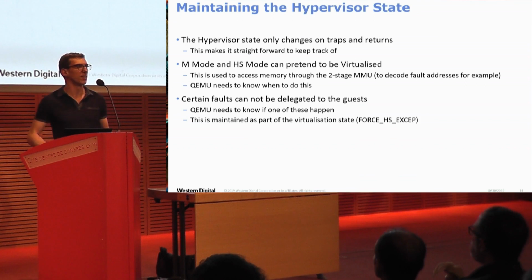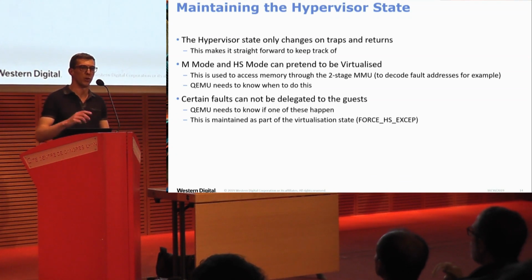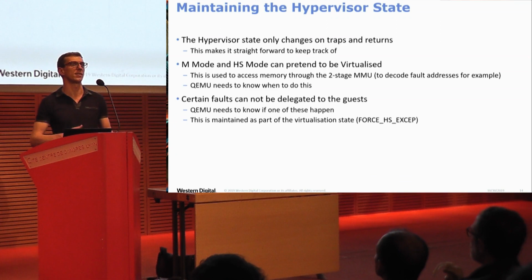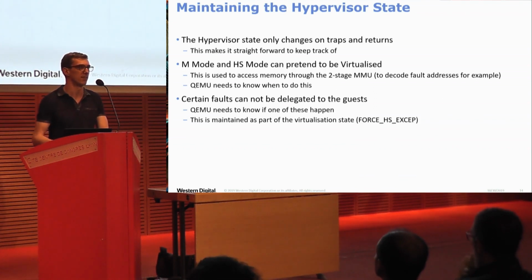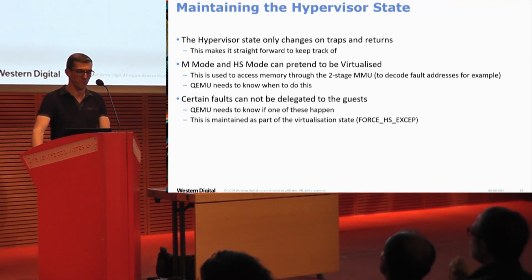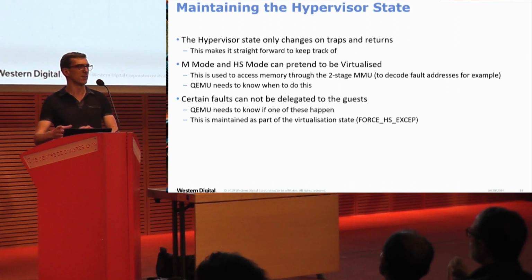So we have to maintain the hypervisor state. So QEMU always has to know if we're virtualized or not virtualized. This is pretty straightforward because it only ever changes on traps or returns. So there's only a handful of places where it can change. But the weird thing is that M mode and HS mode, which are not virtualized, can both pretend to do virtualized accesses. And I'll talk about this on the next slide with the two-stage MMU where it comes up. So QEMU needs to know this and handle this. So it's not just as straightforward as are we virtualized or not.